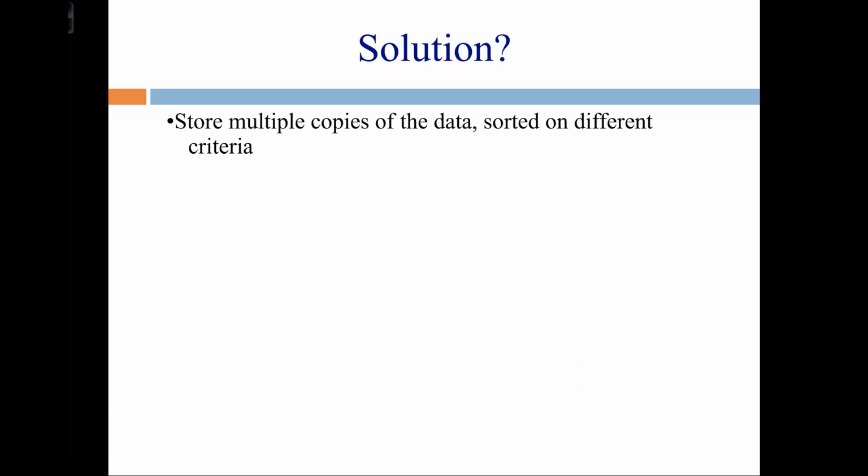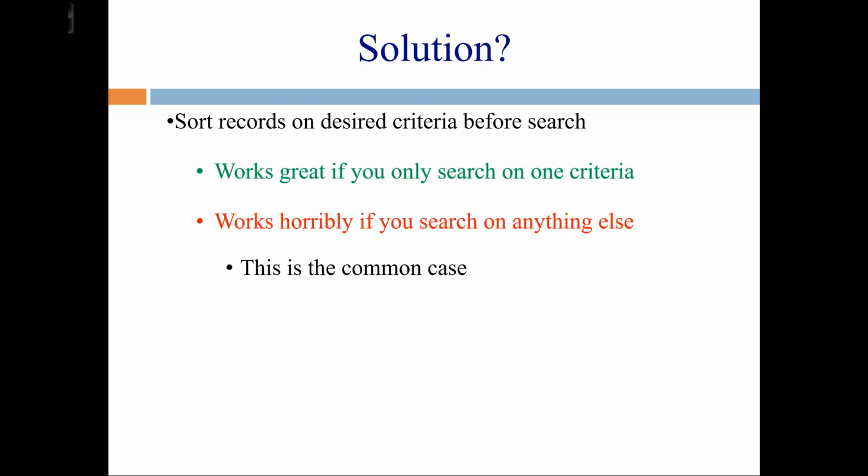So what can we do? Well, what if we store multiple copies of the data of each table, where each table is sorted on a different column? So we just copy the data and just reorder it. Obviously not. We're already dealing with massive quantities of data. We're not going to store multiple copies of them just to make the queries more efficient. We could sort the records on the desired criteria before each search. And again, that's clearly just not feasible.